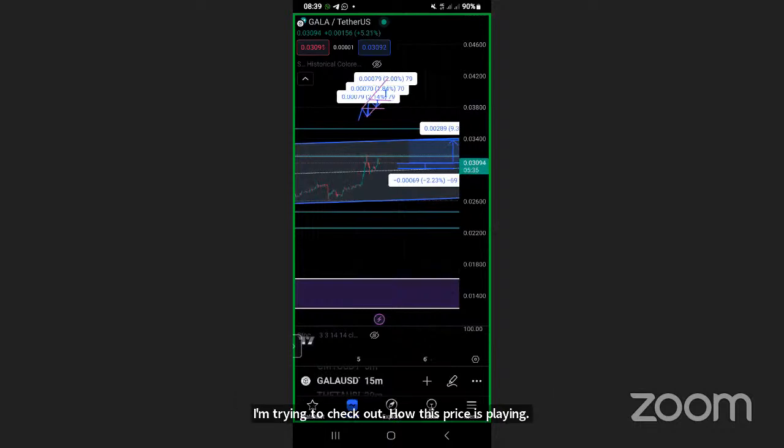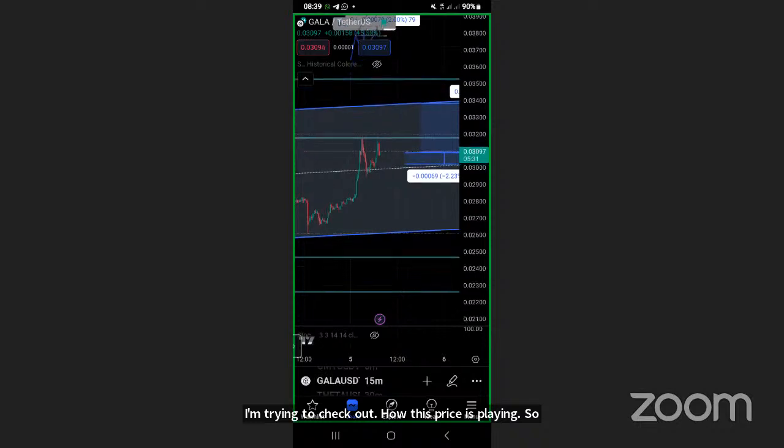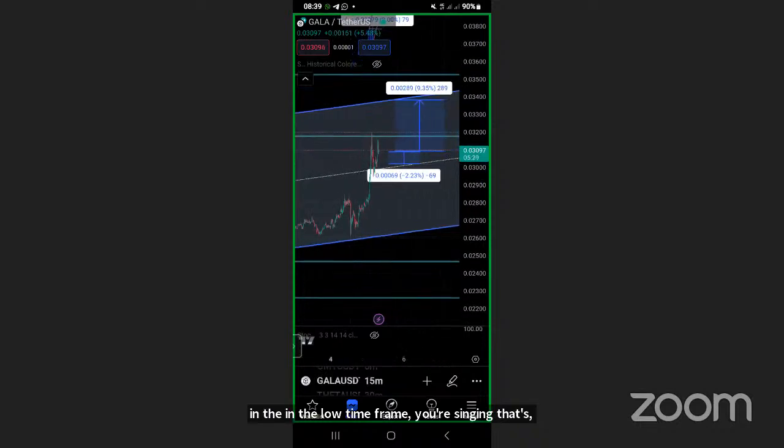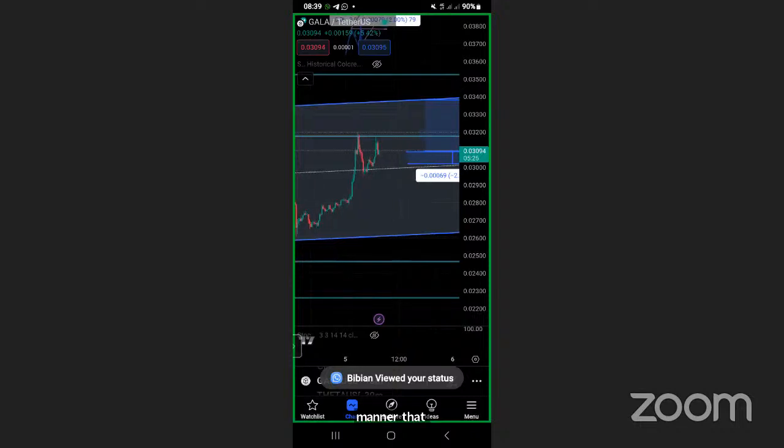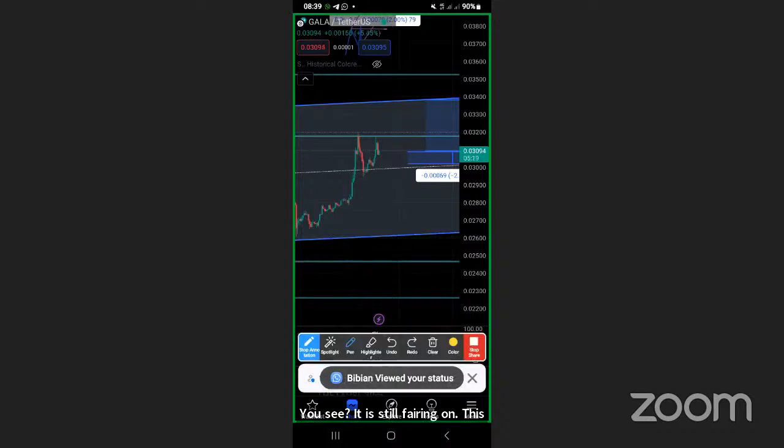So in the lower time frame, you're seeing that even at this other point, the price is still faring on. This is what happens in the market. In a higher time frame, it may show a different thing. In a lower time frame, it shows a different thing.